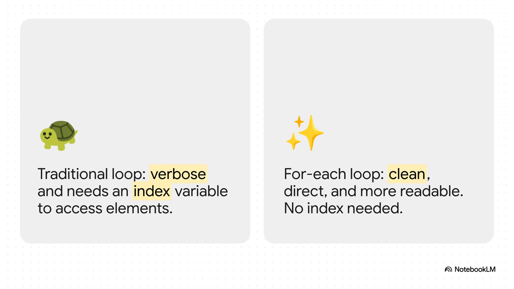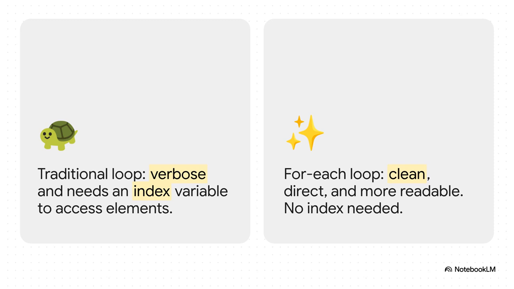Okay, on the left, you've got the classic C-style for loop. We've all written it a million times. But look at all the ceremony. You've got to declare and increment a counter, i, you have to check the list size on every single pass, and then you have to manually fetch the element with list.get(i).